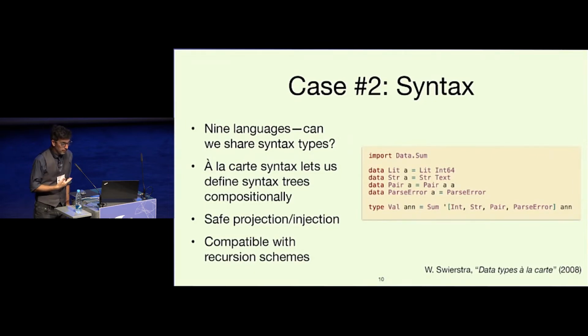So one attempt at this was to factor out bits of syntax like integer literals into individual data types that we then combine into an a la carte style sum type. Now here we've got an array sum instead of a binary sum, but the principle is the same, that we take a union of all of these different shapes of syntax, gives us injection into it, and crucially, safe projection back out. And it's compatible with working with recursion schemes. You could throw fix or free around this and have something that you know how to fold over.